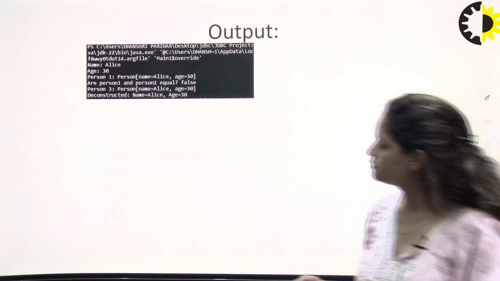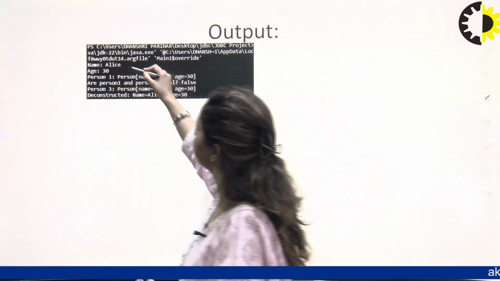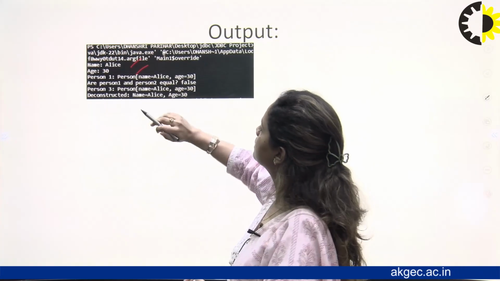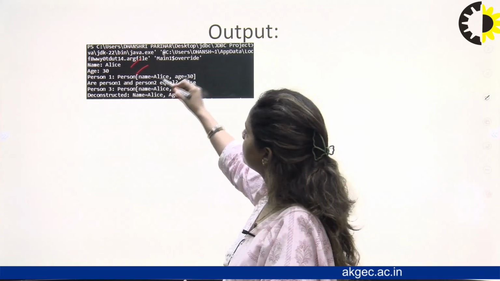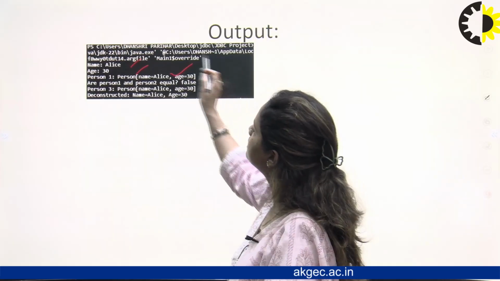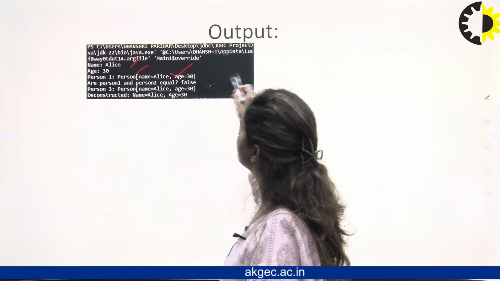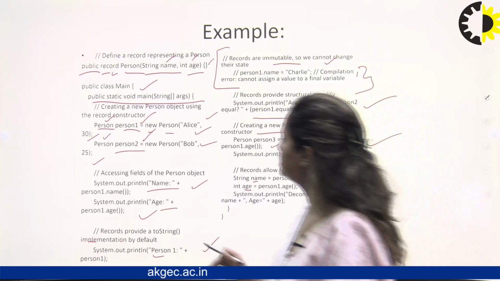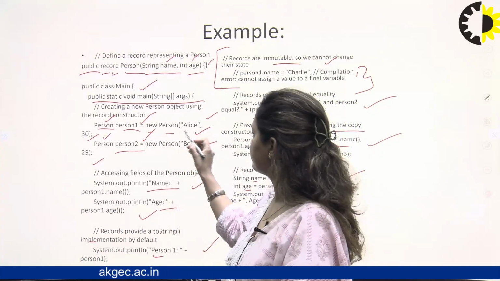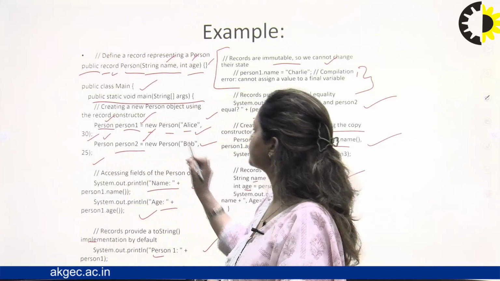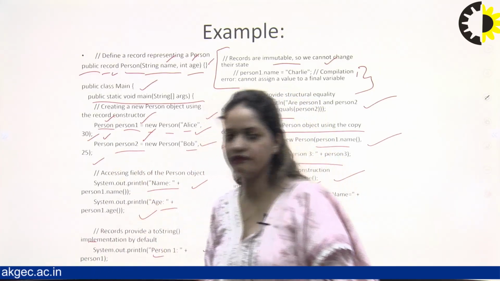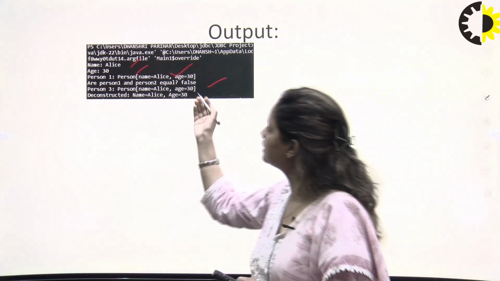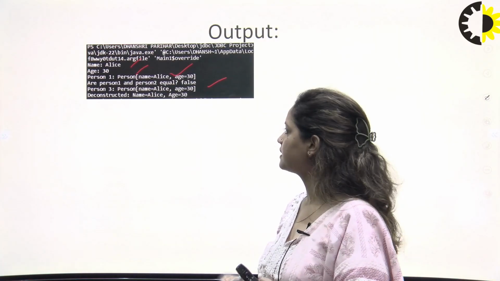Here we first printed the name of person1, which is Alice, and then 30, and then we are comparing the values of the two. In the second output, we are printing whether person1 and person2 are equal: false. Why? Because if we look at this program, the first person has the values Alice and 30, and the second person has the values Bob and 25, which are not the same. So it returns a boolean value, that is false.